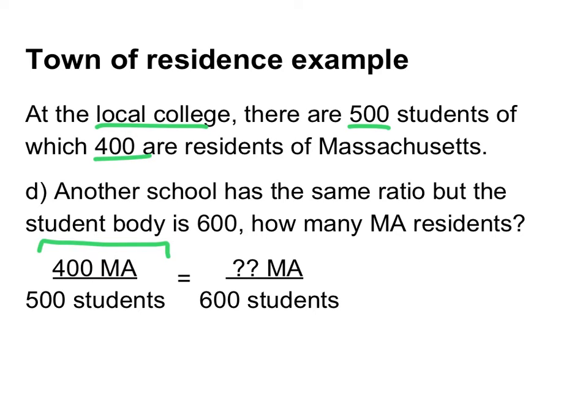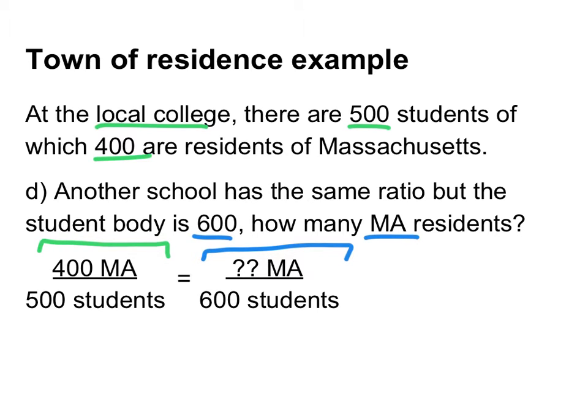Okay, and then we're going to take the second school. So this is the other school. We know that there are 600 students and we're looking for how many Massachusetts residents. So they go in the second fraction, and we know that the ratio has to stay consistent, needs to stay the same. Okay, so we need a way to solve these types of setups or these types of equations.